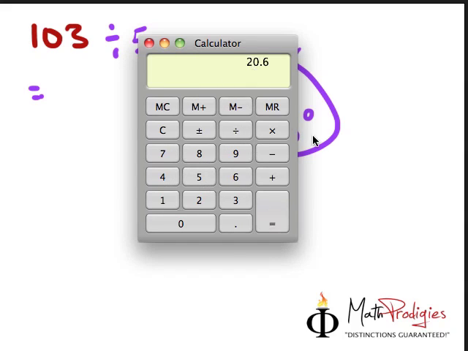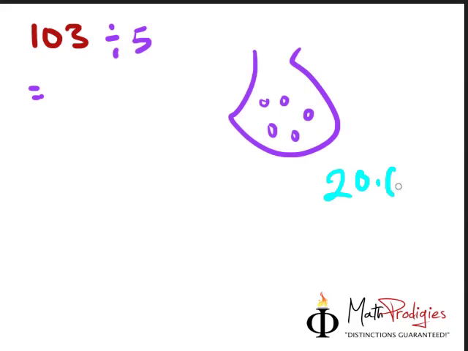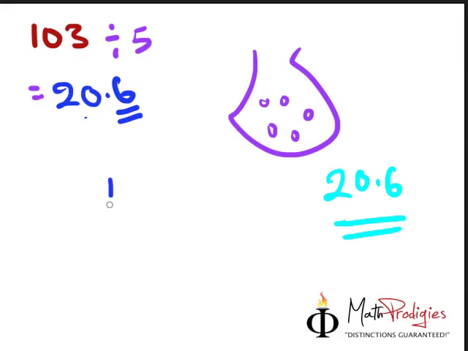Now what you notice is the answer is 20.6. But can we use that? No, we can't. Why not? Because if you write 20.6, you might most probably make the mistake of saying, oh, therefore we have 20 bags and 6 remainder, which is not true. I'll show you how we get 20.6. 103 divided by 5.